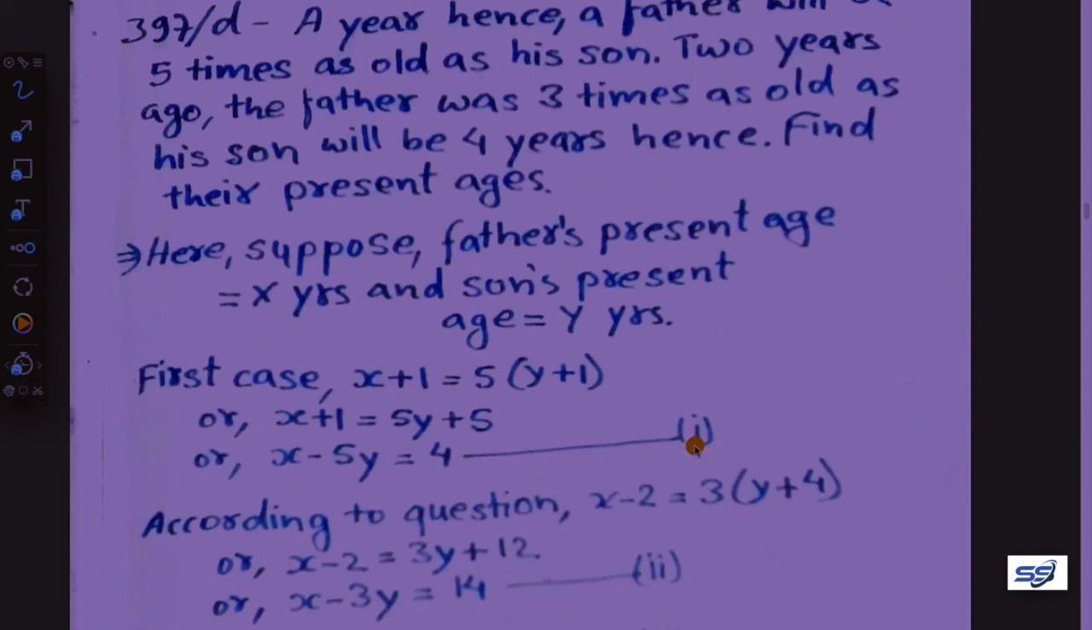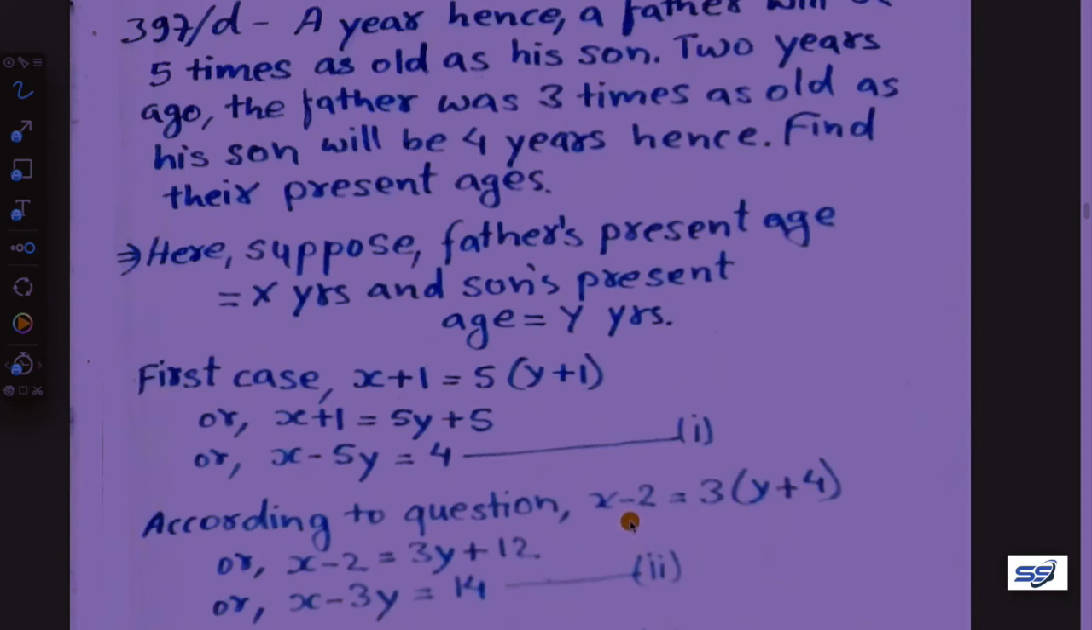Now, as per the second condition of our question, x minus 2, which means 2 years ago, x minus 2 equals 3 times as old as the son will be 4 years hence, that is y plus 4. Three times means 3 is multiplied. So x minus 2 equals 3 into y plus 4, or x minus 2 equals 3y plus 12, or x minus 3y equals 14.